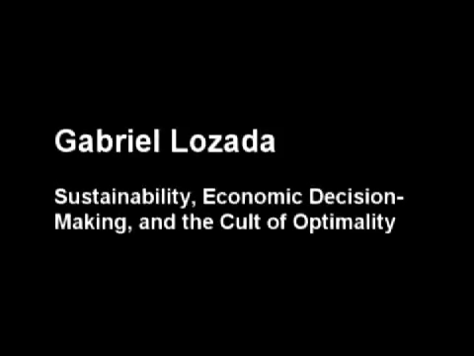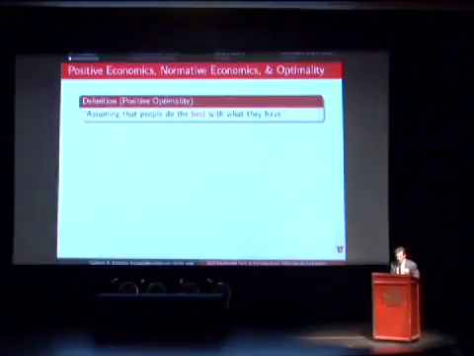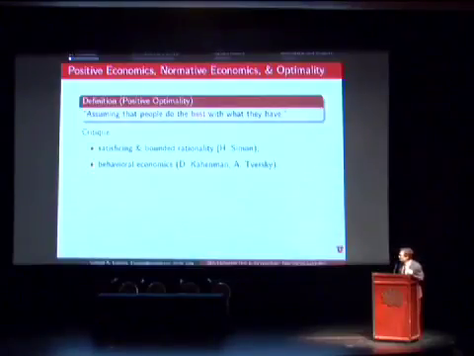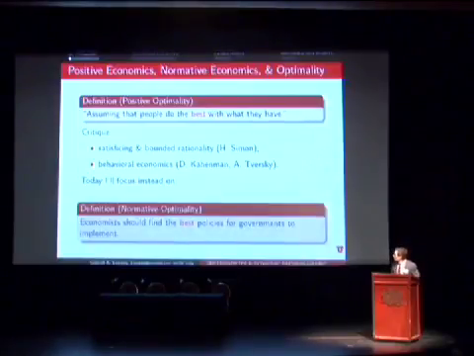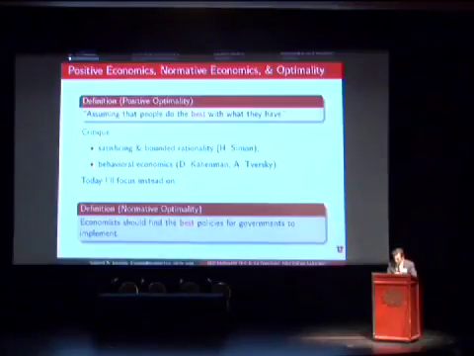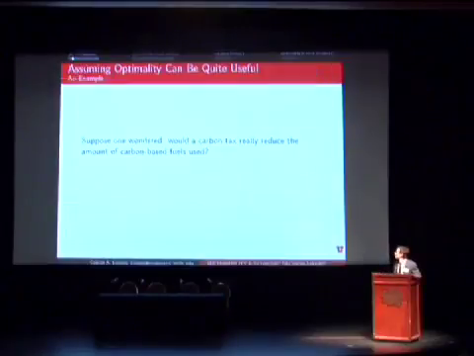So there are two kinds of optimality in economics. There's positive optimality, which really means assuming that people do the best with what they have. And there's been a fairly long critique of this, starting with Herbert Simon's work some decades ago on satisficing and bounded rationality, and more modern work by Kahneman and Tversky on behavioral economics. What I want to focus on today instead is normative optimality. That is the idea that economists should find the best policies for governments to implement.